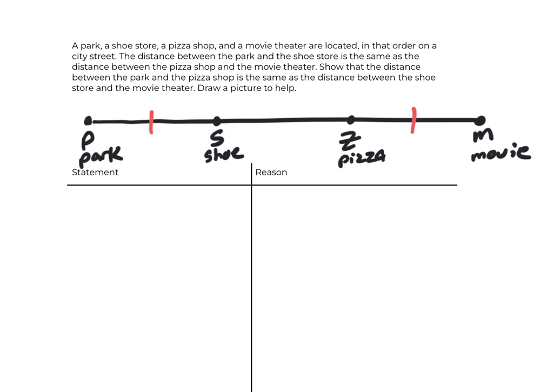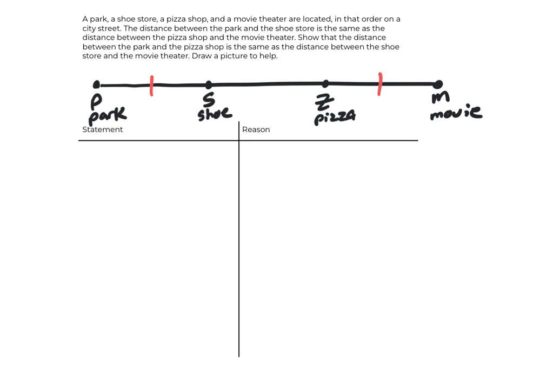Show that the distance between the park and the pizza shop is the same as the distance between the shoe store and the movie theater, okay? So, we got to write a proof. And as we write this proof out, okay, we don't know this distance, right? If I knew that distance, then that'd make it be a little bit easier. We just don't know that distance.